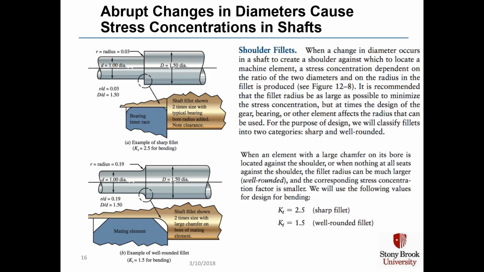Now, if you don't have that going on and you have the luxury of putting a larger radius, as shown in the lower left corner, here showing a radius of 0.19, then what you have is what's called a well-rounded fillet, and in that case you use a stress concentrator of 1.5. Without that sharp corner on the shaft, when you go through your minimum shaft diameter calculations, you can actually get away with making the small shaft diameter a little smaller than if you had a stress concentrator of 2.5.